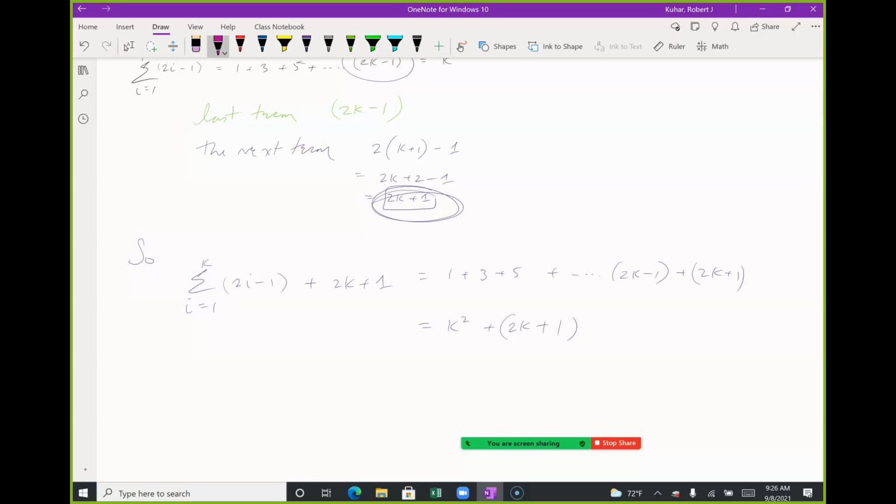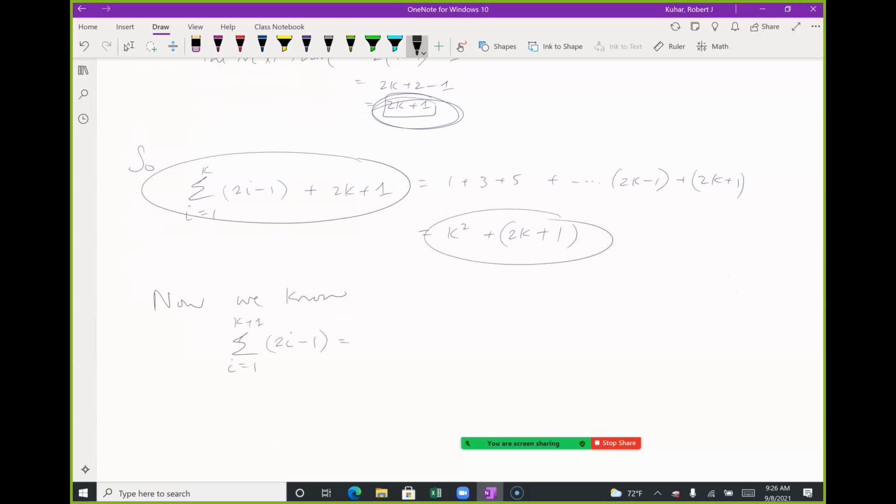So on the left-hand piece now, we know that the sum from i equals 1 to k plus 1 of 2i minus 1 is equal to what I have on the right-hand side, k squared plus 2k plus 1, right? So now I'm assuming that's true, and I want to see what happens on the right-hand side. And it should be like, oh yeah, of course the whole thing is true now.